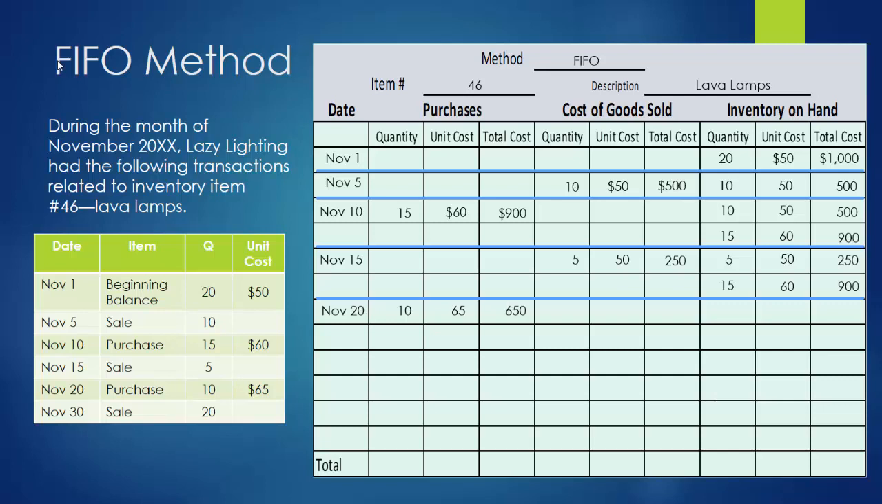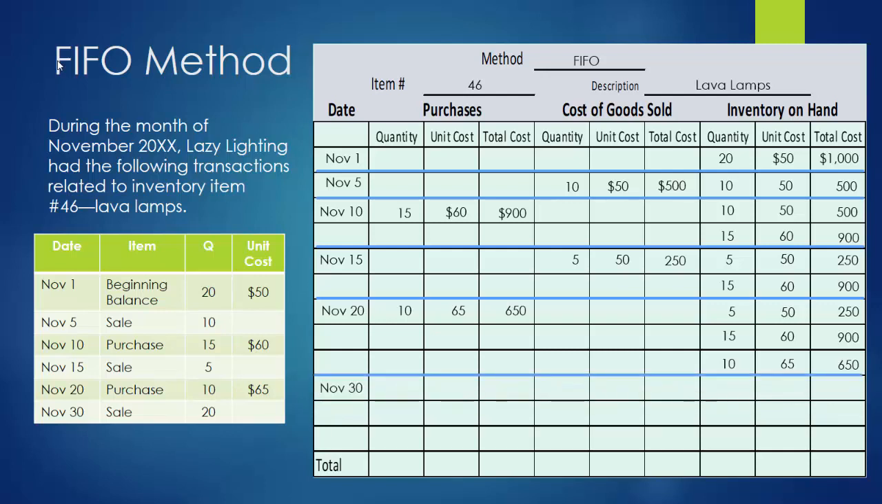Bring down what we had. We had 5 $50 units with a total cost basis of $250. We also had 15 $60 lava lamps with a total cost basis of $900. And now we're going to make a new layer for our purchase on November 20th of 10 lava lamps with a $65 unit cost, meaning our total cost basis for that particular purchase on our books is $650.